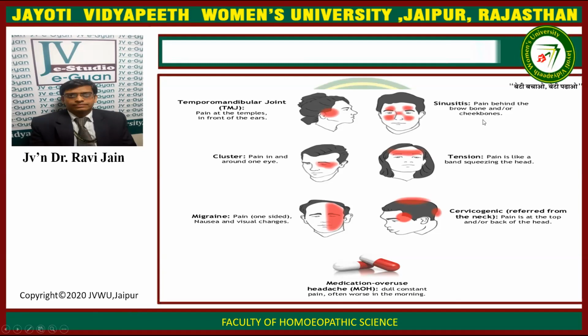The pain behind the bone, the cheekbones. Tension headache is the frontal headache. Pain like a band squeezing the head. Cluster headache: this is pain in and around the eyes, just unilateral pain around the eyes. Migraine, you all know, one-sided headache with nausea, vomiting, and visual symptoms. Cervicogenic pain: cervicogenic means radiating from the neck, cervical region to the head. Medication overuse headache: there are certain headaches due to the intake of a lot of medications the person is taking.